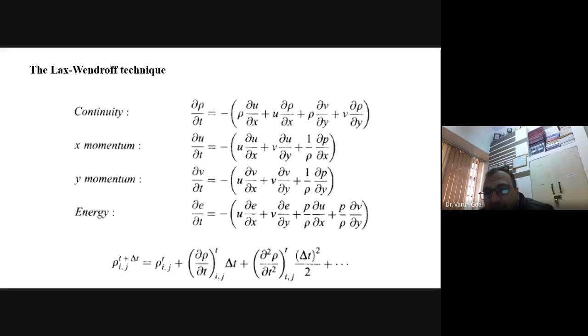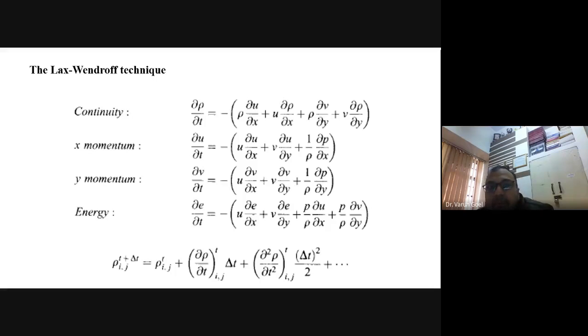So that is a simple set of equations. Continuity: del rho by del t is equal to minus rho del u by del x plus u del rho by del x plus rho del v by del y plus v del rho by del y. It is the simple continuity equation. If you convert all the terms to the left hand side, that is equal to 0.